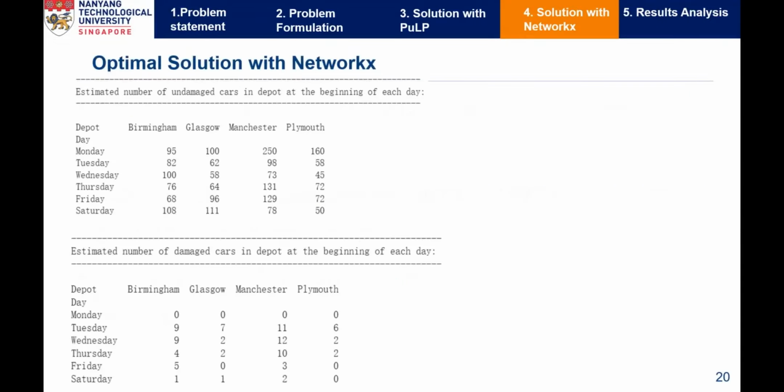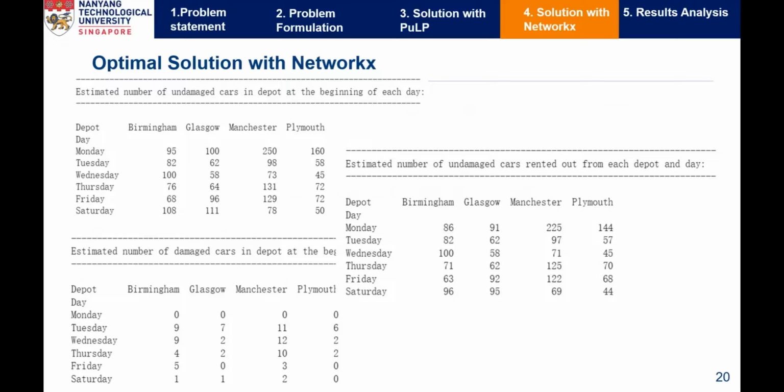The tables summarize the optimal plan. Undamaged inventory begins the week high at Manchester and rebuilds towards Saturday as returns arrive, especially at Birmingham and Glasgow. Rented-out volumes mirror demand patterns. Monday is strongest for Manchester and Plymouth. Midweek moderates and, critically, Saturday rentals remain positive across all depots, resolving the all-zero Saturday issue seen in early attempts. Damaged inventories peak midweek and decline as repairs clear through the two repair depots.